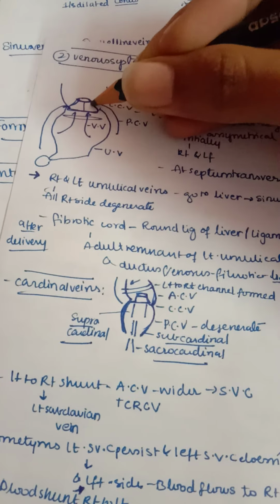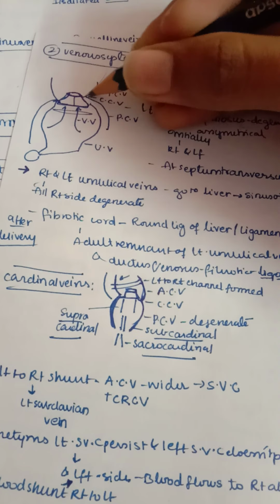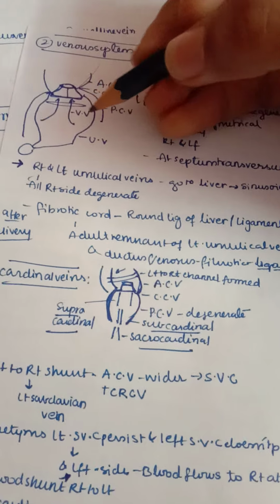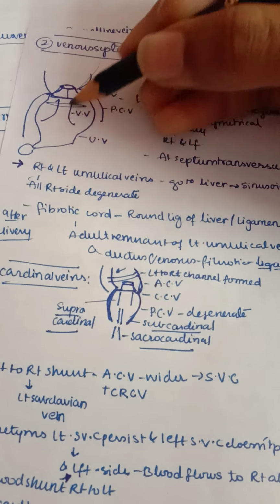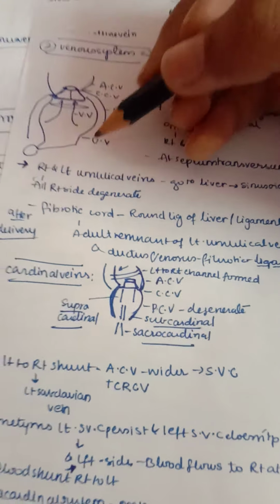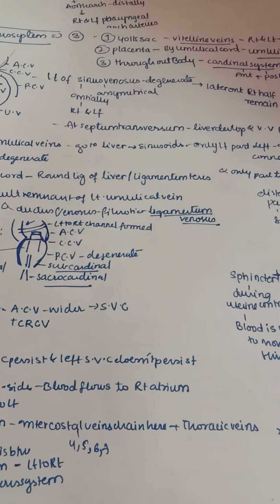So actually we need to understand this diagram. This is the anterior cardinal vein, this is the posterior cardinal vein, in the middle both together form the common cardinal vein, and here we have the umbilical veins, and more medially we have the vitelline veins. So after understanding this, let us see.